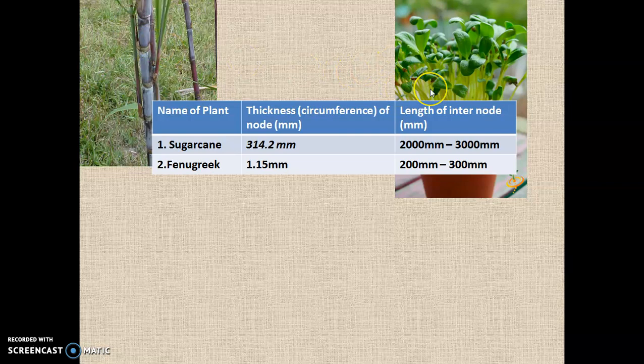And then we have fenugreek, which is methi. You know that it is very thin, almost 1.15 millimeter, and the length of the internode is 200 to 300 millimeter. So we can see that for different plants, the thickness and the length of the internode are different. It is not the same, depending upon how tall or how short the plant is.